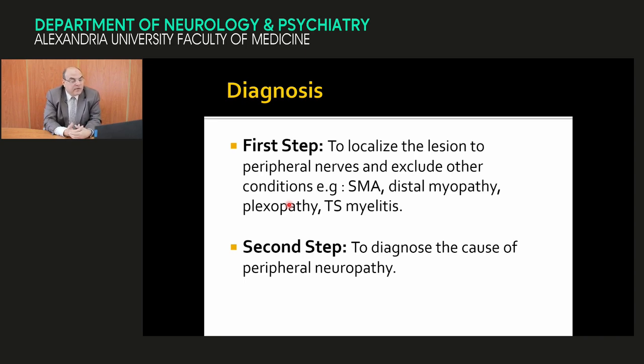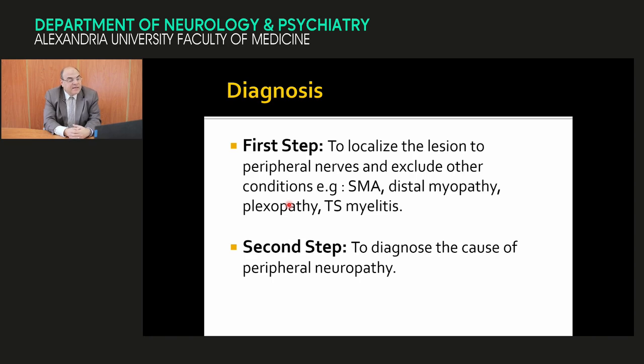As I mentioned, peripheral neuropathy means pains, numbness, paresthesia in hands and feet, glove and stocking hypesthesia, distal weakness, areflexia. Exclude other conditions like myopathies, for example distal myopathy, like plexopathies, like anterior horn cell disease, spinal muscular atrophy, motor neuron disease, or shock stage of transverse myelitis.